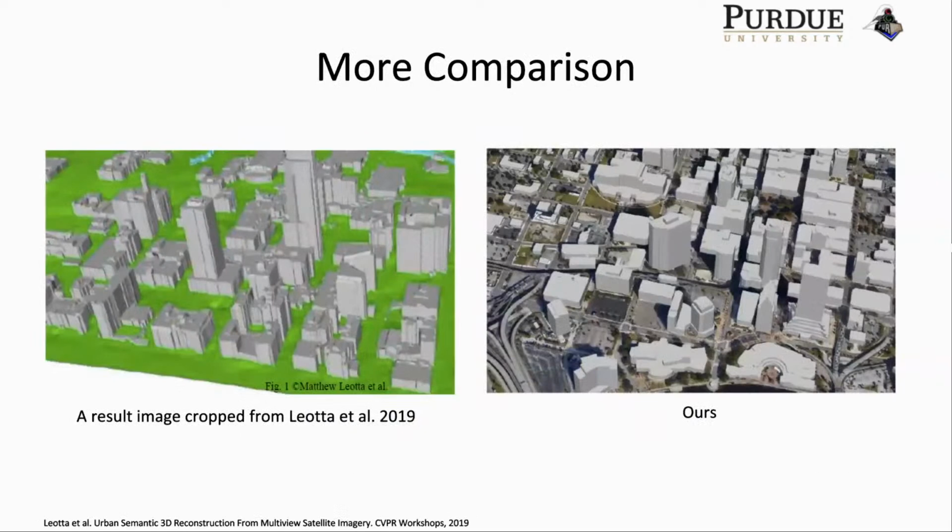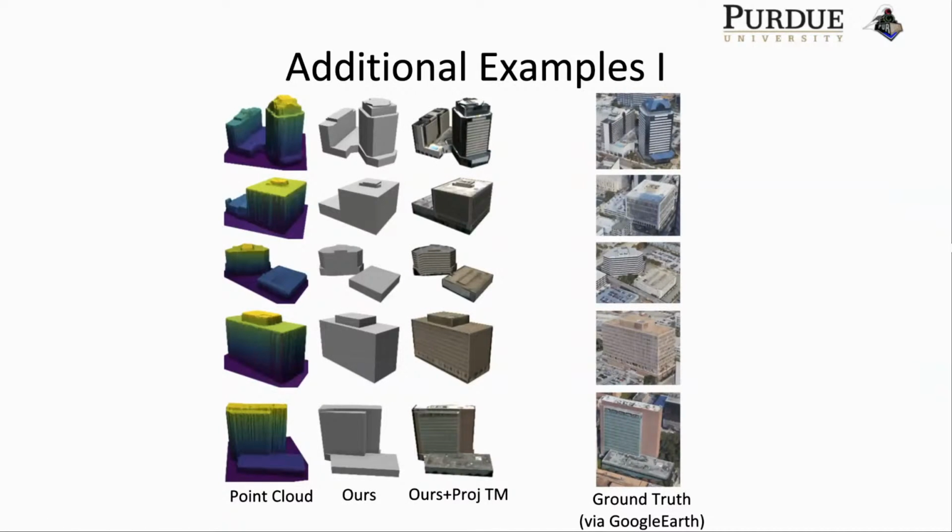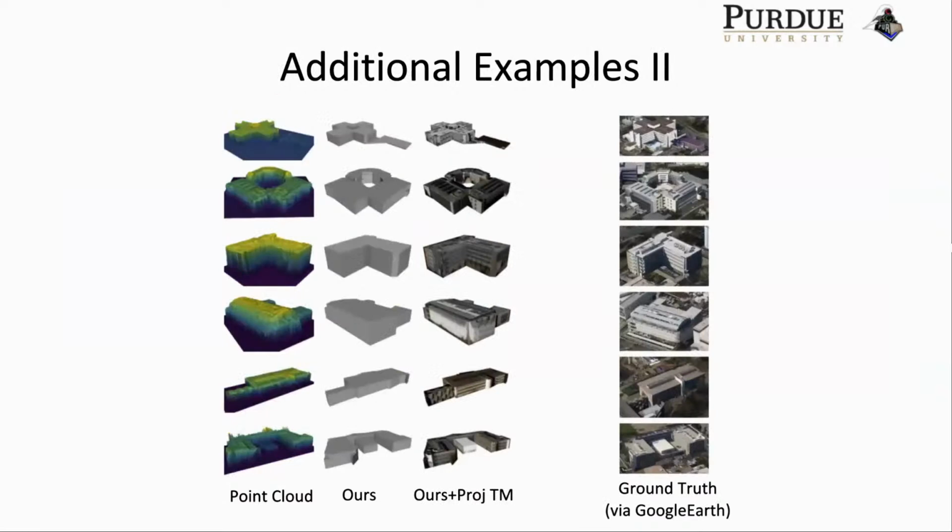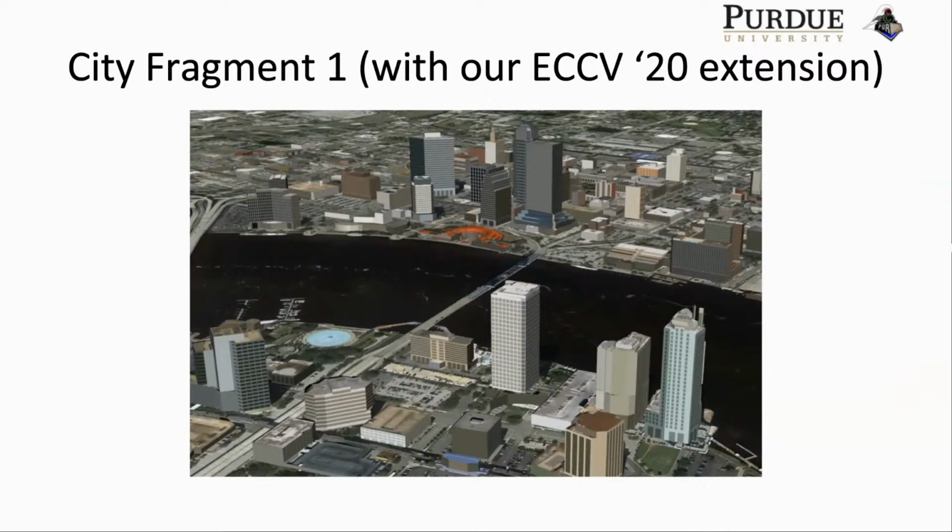We also visually compare to a similar work done by Leotta et al. on the left, also using satellite-based point clouds. While the regions shown are different, the quality of our building models is noticeably cleaner and crisper. Here are some example building close-ups comparing the input point cloud, geometry, projective texture mapping, and aerial photographs. And here we show our building models placed in Google Earth, using synthesized facades from our recently published work in ECCV.